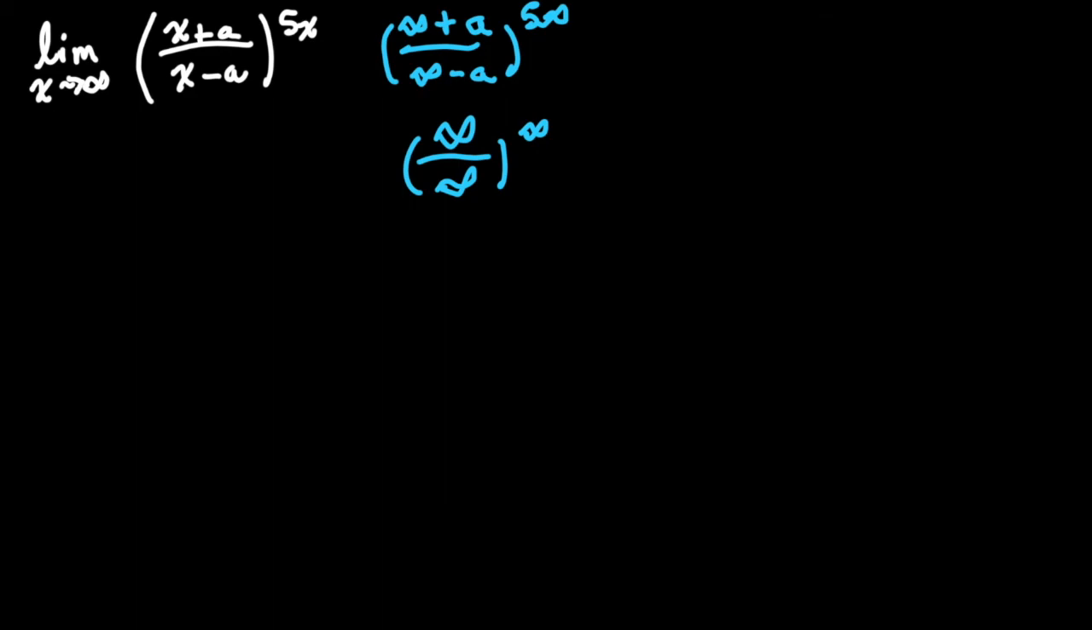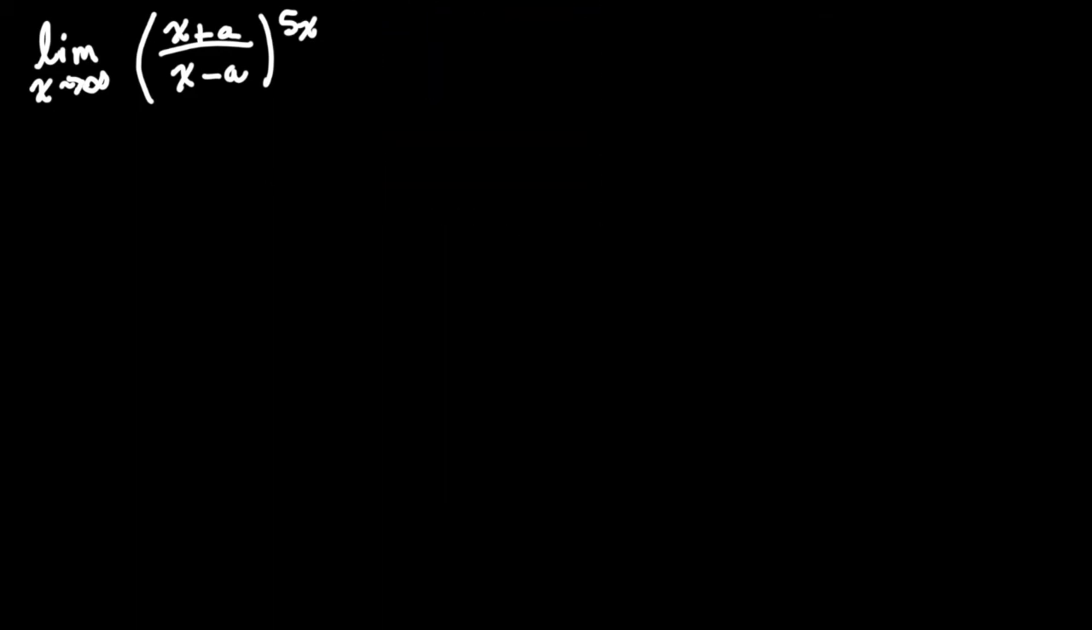So that means that we can apply the same steps that we've been using. As we've been doing, the first step is to let a variable equal the interior function that we're applying the limit on. So here I'm going to let y equal (x plus a) divided by (x minus a), all to the power of 5x.